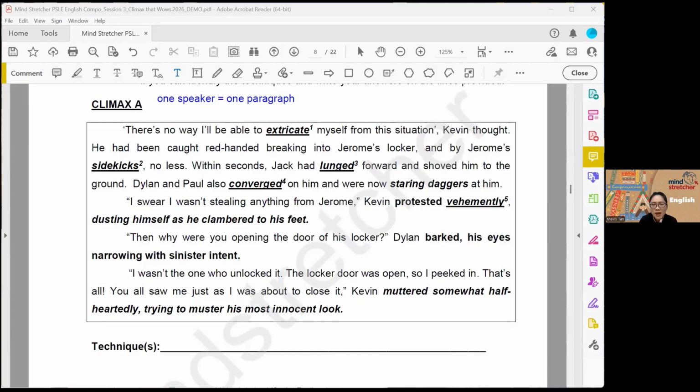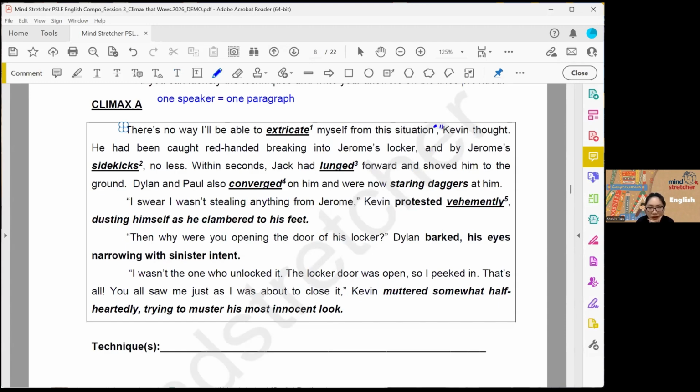"There's no way I'll be able to extricate myself from this situation," Kevin thought. I want to edit the punctuation here. Okay, allow me to do that. Where's my pen? And you edit it as well. I know sometimes we have the single and double quotation marks, but it's okay to use double as well, okay? Fine. And then over here.